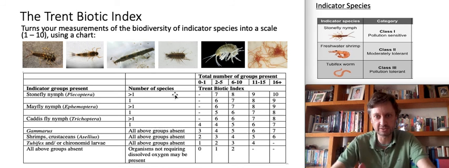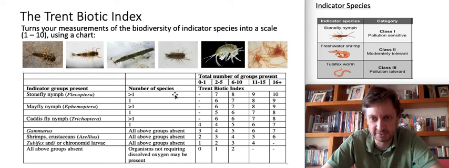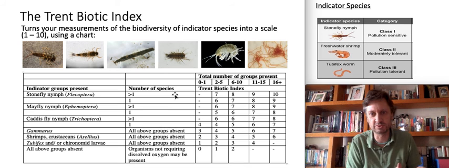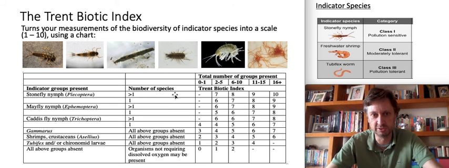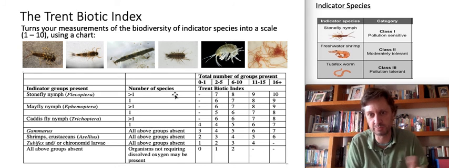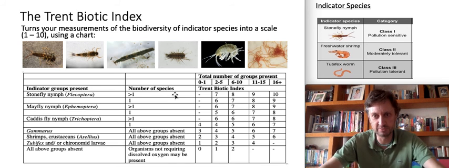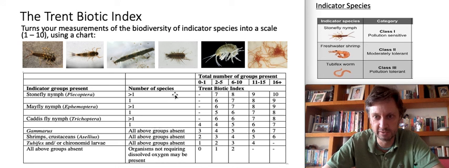Incidentally, the Trent index obviously comes from England. I think it was one of the first indices, invented in the 1960s. Obviously it's relevant to rivers in England in a temperate climate. It's no use going to tropical rivers and using the same index because those species don't live there. So different types of indices are relevant to different types of rivers, different types of biomes.